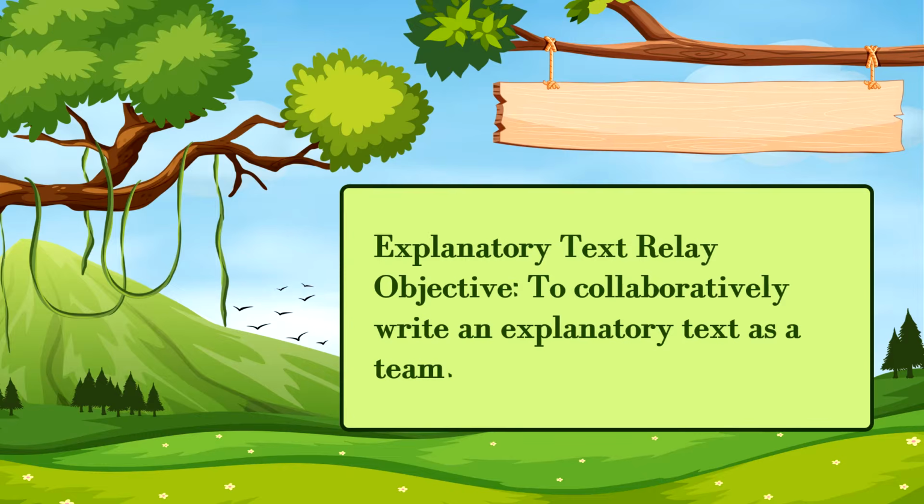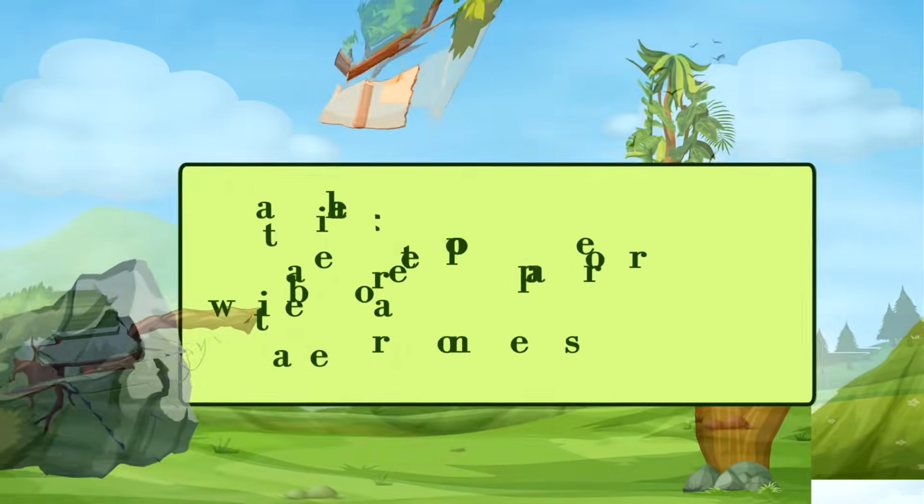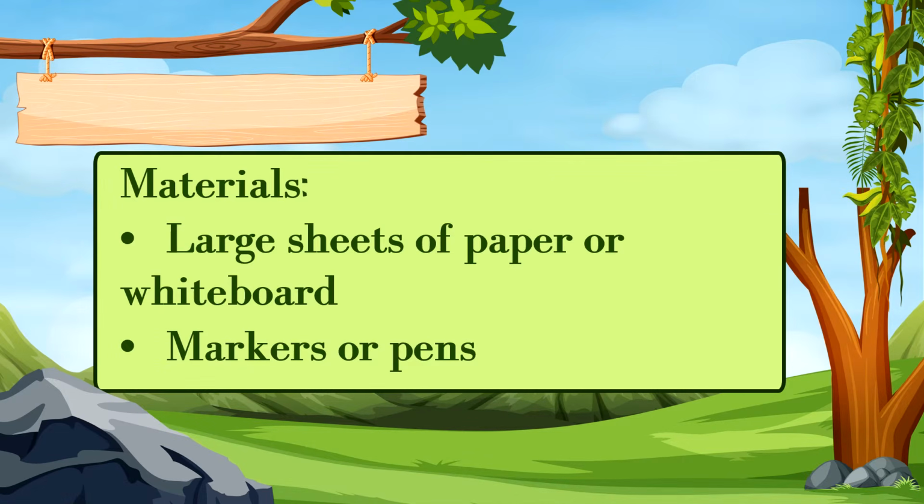Let's start with an explanatory text relay. So it's a team effort, it's a group work. Objective: to collaboratively write an explanatory text as a team. Materials needed: you need large sheets of paper or whiteboard, markers or pens.